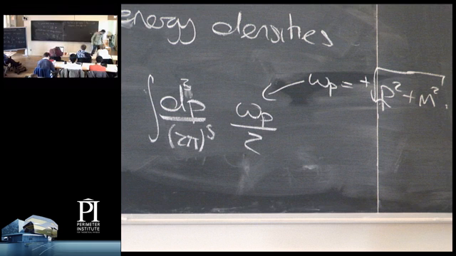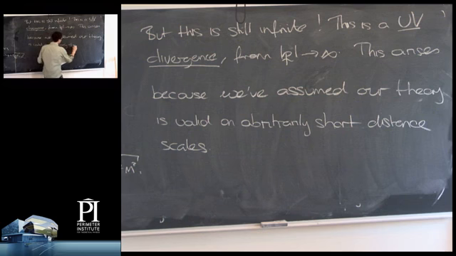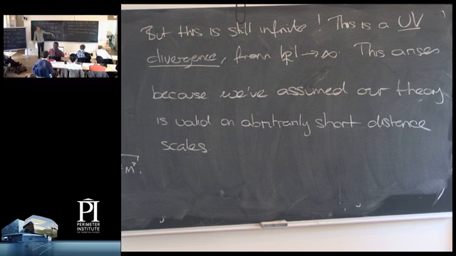So for now, we're just going to deal with this infinity. This arises because we've assumed our theory is valid on arbitrarily short distances. We could, for example, just decide we were going to integrate only up to momenta of a certain amount. In condensed matter, that's certainly what you do, because there's some lattice structure there, and you only integrate up to momenta of order the inverse lattice spacing.